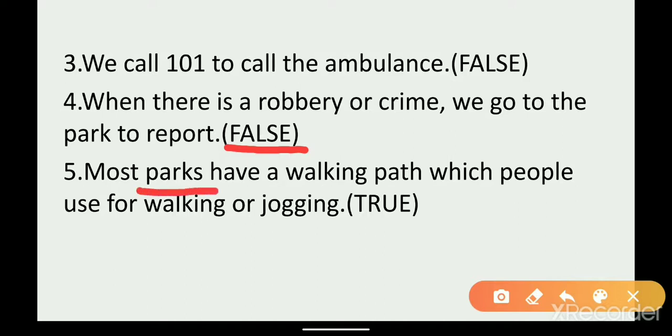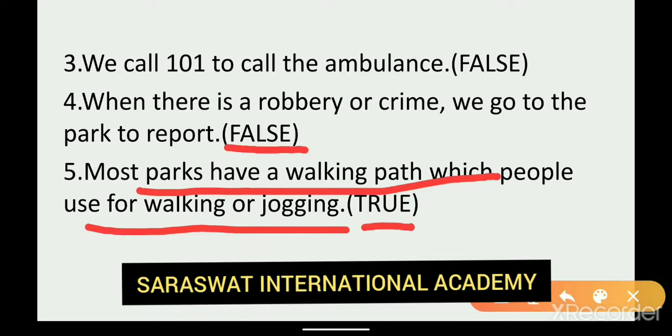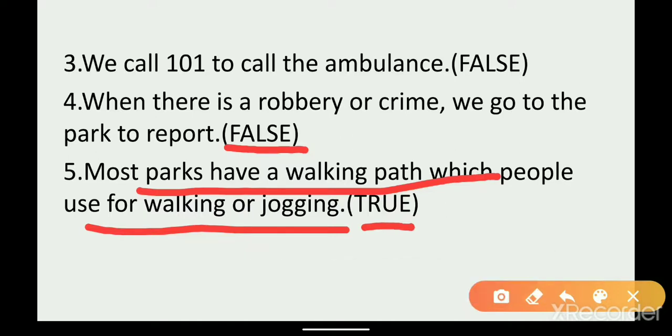Next, most parks have walking path which people use for walking or jogging. So whenever you go to park, you'll see many people, they are walking and jogging. Where do they walk and jog? They have one path. On that only they do walking or jogging without disturbing other people who are in park. So this is true. These all notes you have to write in your notebook and learn.